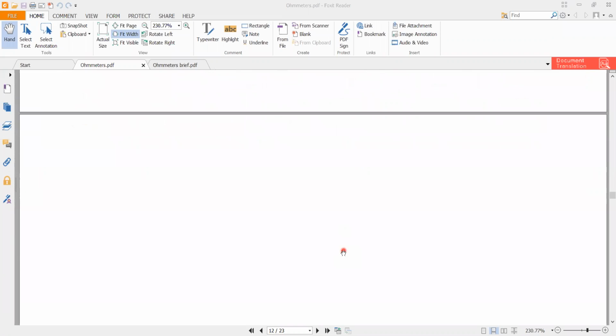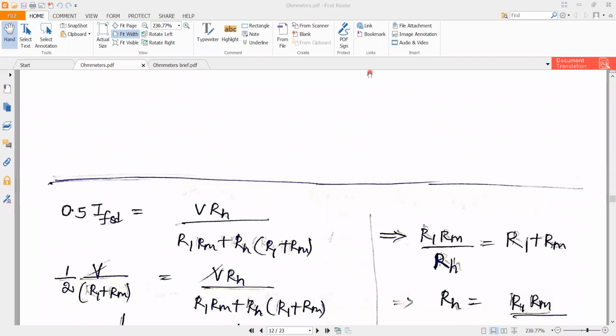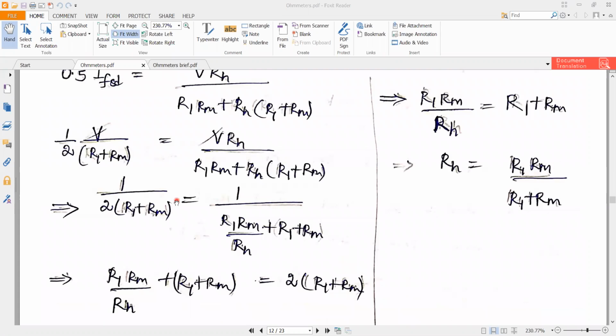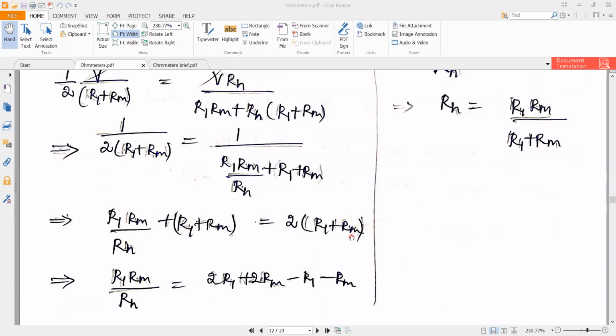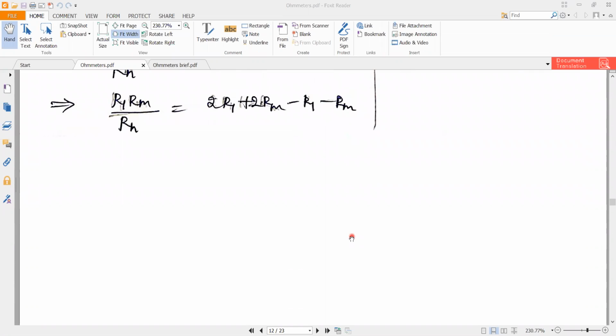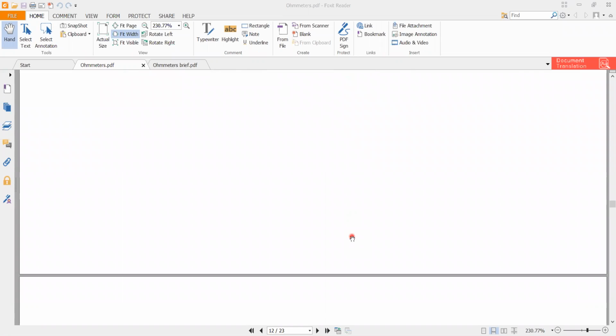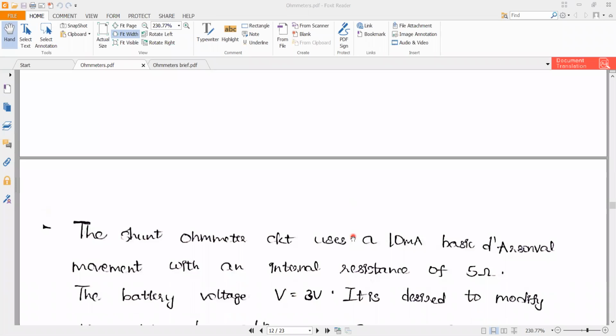Okay, this is about the shunt type of ohm meter. For the shunt type of ohm meter, I wrote that RM directly and substituted it. I did it roughly here, so please go through again how the term RH is equal to R1 Rm by R1 plus Rm came. You will easily know what values are involved in the derivation part. And one problem is also given. Please go through that one.